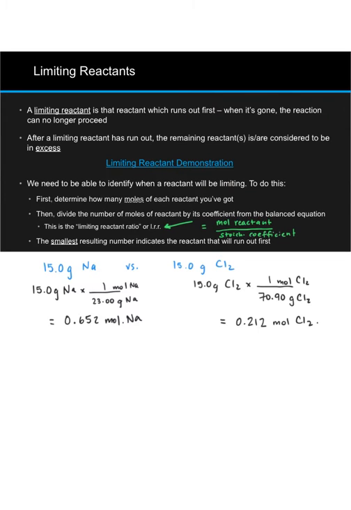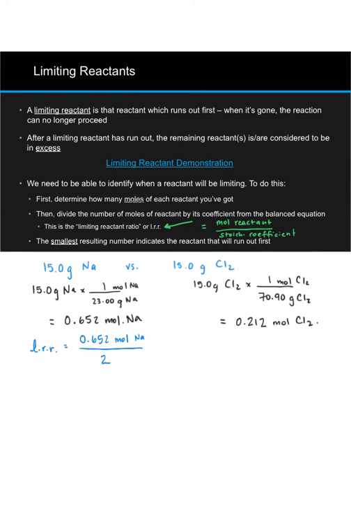It's obvious from these calculations that 15 grams worth of sodium is worth far more sodium atoms than 15 grams worth of chlorine is worth molecules of chlorine. There are many more moles of sodium in 15 grams of it than there are moles of chlorine in 15 grams of Cl2. The limiting reactant ratio for these two quantities looks like this. The limiting reactant ratio, LRR, is the number of moles of a substance divided by the stoichiometric coefficient. In the previous example, the stoichiometric coefficient of sodium was 2.